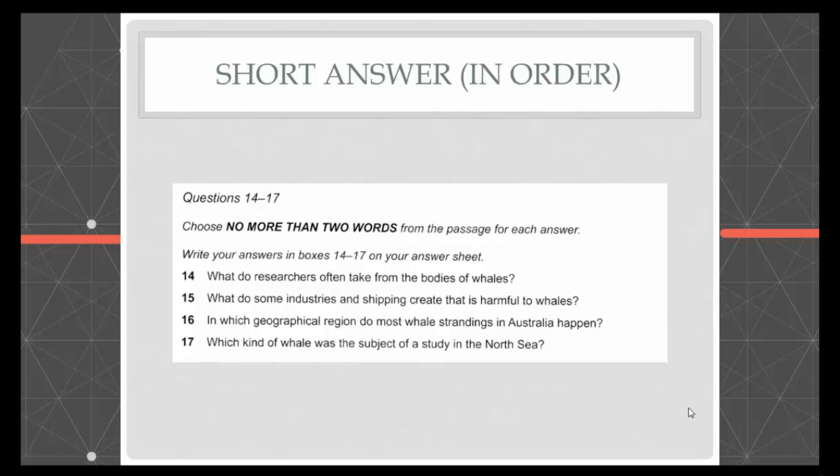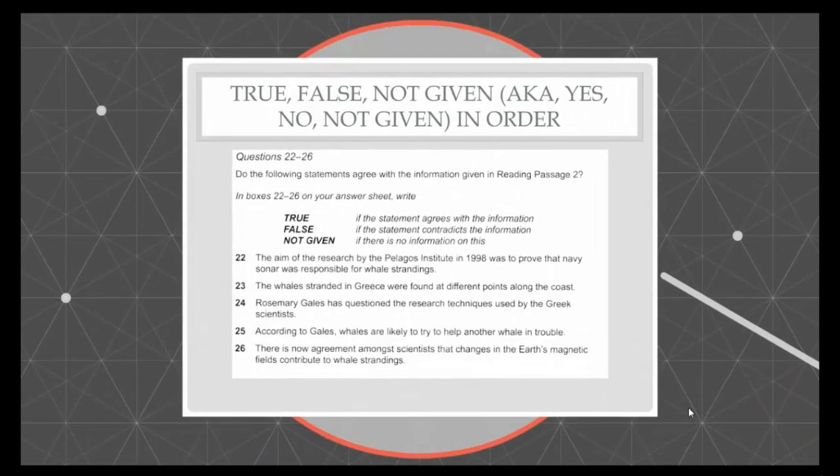Really important that you look at the directions, no more than 2 words, okay? But the short answer question goes in order, which means after number 14, you'll find number 15. Or if you know where 14 is or you know where 16 is, then you know 15 is in between. So that's important to know.